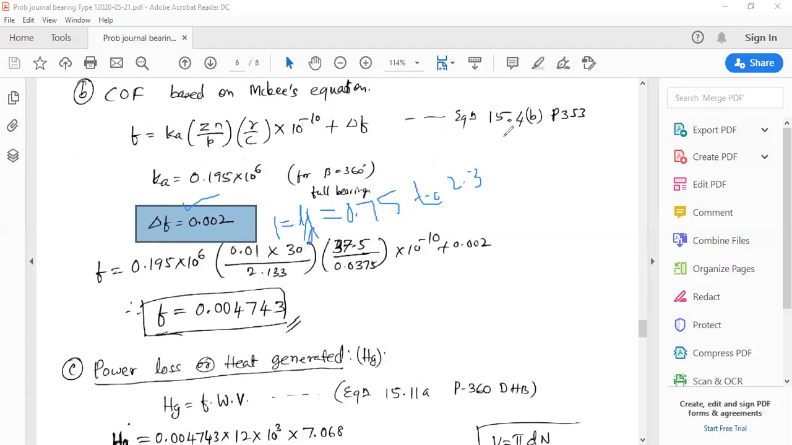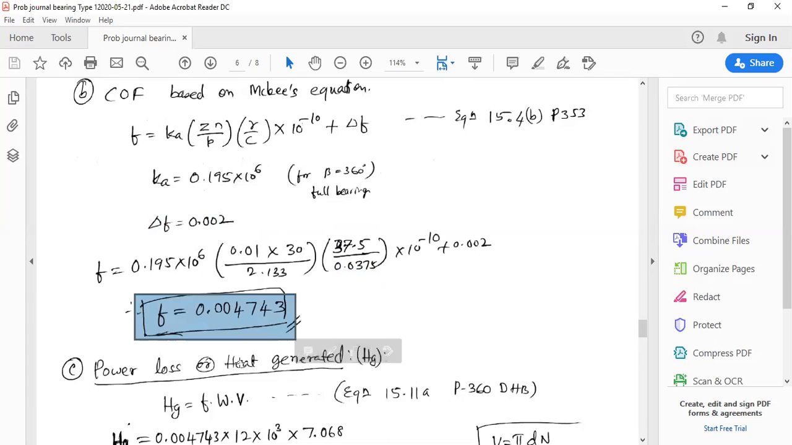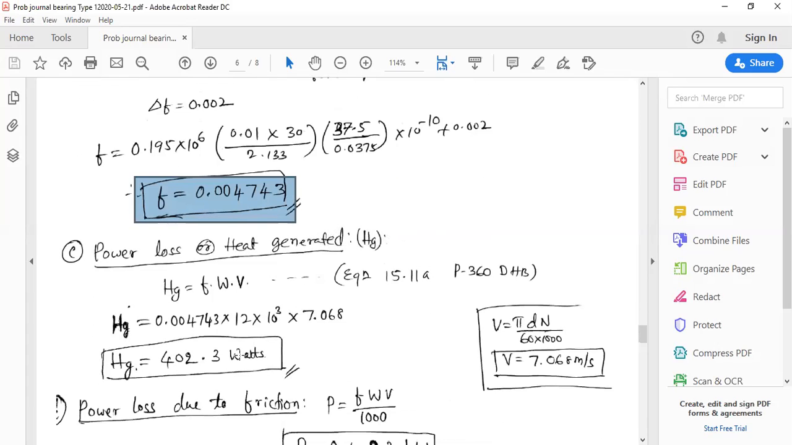After this, substitute all the values in the respective equation, so that we get the value of coefficient of friction f: 0.195 into 10 raised to 6, 0.01 into 30 divided by 2.133, that is pressure, and this is Z, and this is small n in rps, and this value is R, and this is C, and these are the constant values, so that the value of f is 0.004743, that is the coefficient of friction.